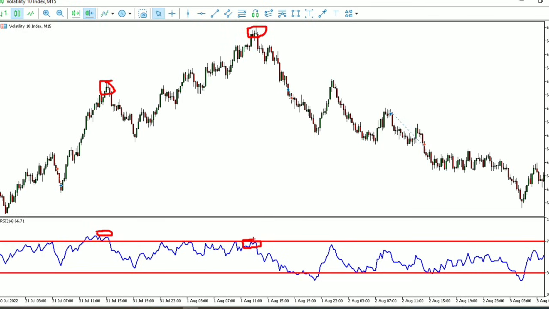So what are we saying? We are saying if the market is still going up, the RSI should still be going up. If the market is still going up like here, the RSI was supposed to still be going up. But here you can see that the market makes a higher high, but the RSI makes a lower high. And this is called divergence.